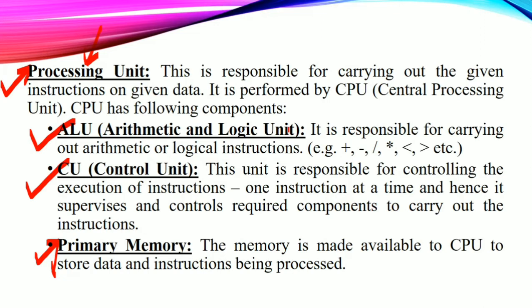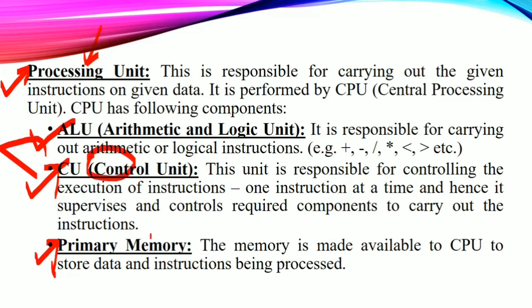Then next we have CU, that is Control Unit. This control unit is responsible for controlling the execution of instructions, and it only executes one instruction at a time. Hence, it supervises and controls the required components to carry out the instructions. Every component of our computer system, every data item, every processing, everything will be controlled by this control unit.